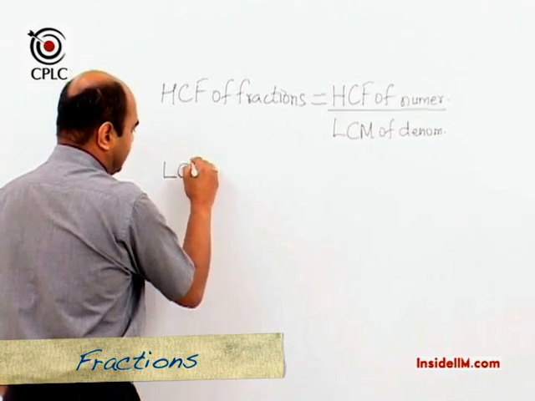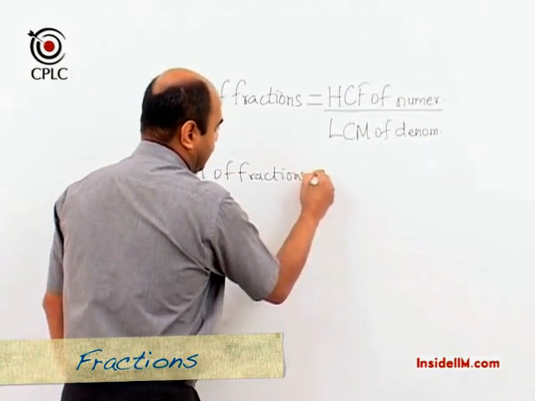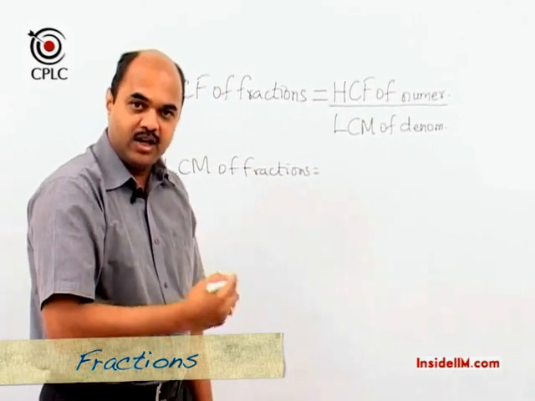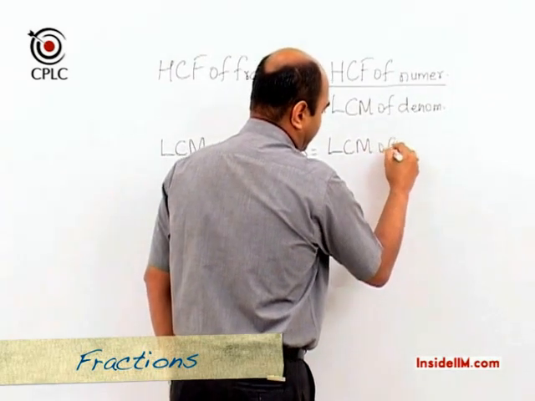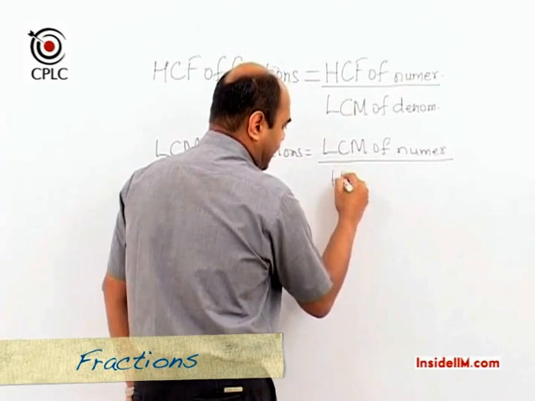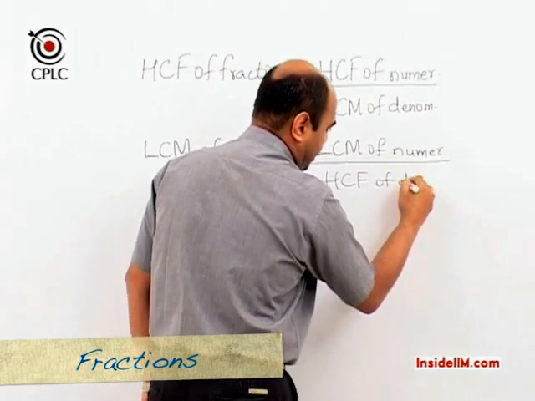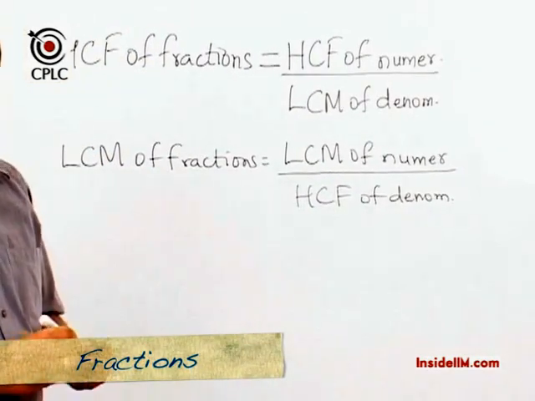Similarly, if we want to find the LCM of the fractions, once again we consider numerators and denominators separately. We find the LCM of all the numerators. We separately find the HCF of all the denominators, and then we divide the two.